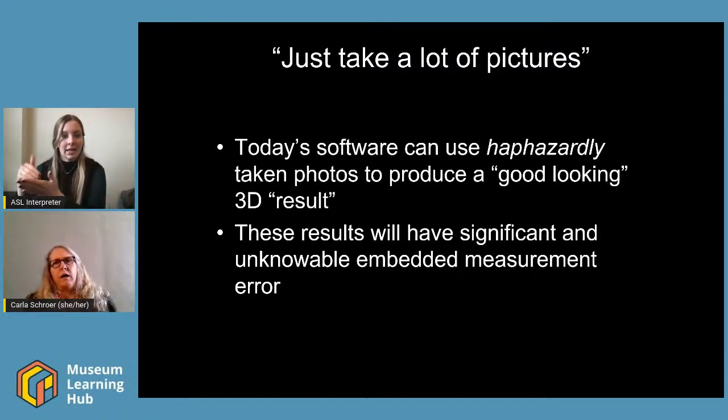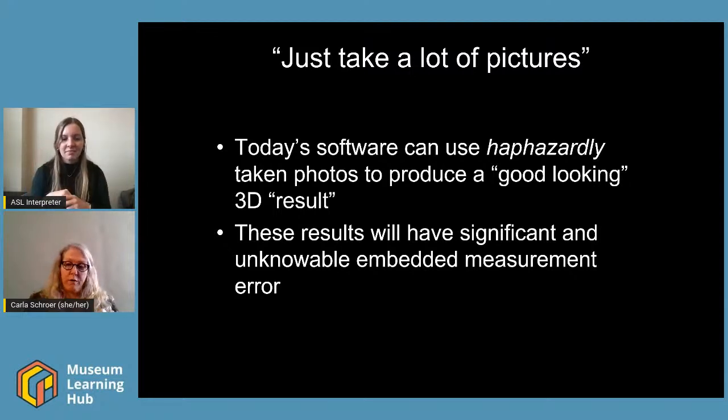Sometimes when we go out in the world and to conferences and things, we hear people give the advice that you just take a lot of pictures. Take a lot of pictures, the software's so good, you just throw the pictures in the software and you get this 3D model. Look, isn't it great? And it's true. You can take a lot of pictures and you can get something that looks good. And maybe that's okay, depending on what your purpose is. But if you do this, your results can have significant and unknowable embedded measurement error. We cannot figure out what the error is.